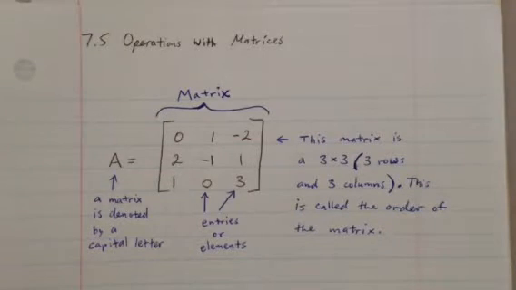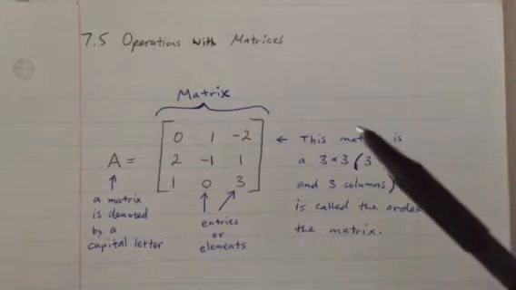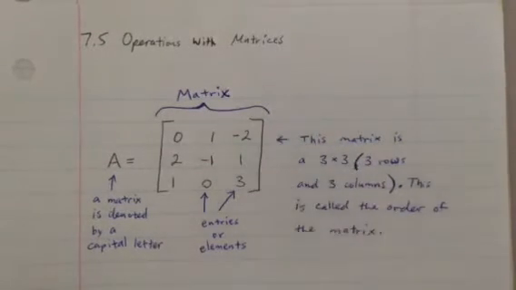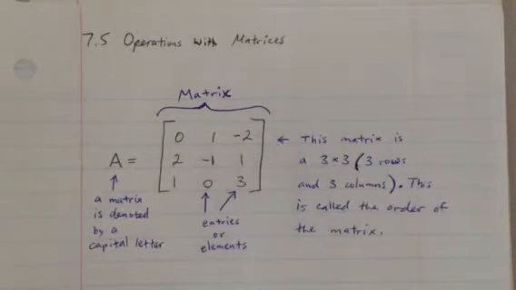We are going to go over 7.5, operations with matrices. And just before we get started, I want to talk a little bit about a matrix, just so we understand what it is. A matrix can be denoted by a rectangular array of numbers, such as this right here. A matrix can be used to solve linear systems of equations, and there are also many other applications that this can be used for.